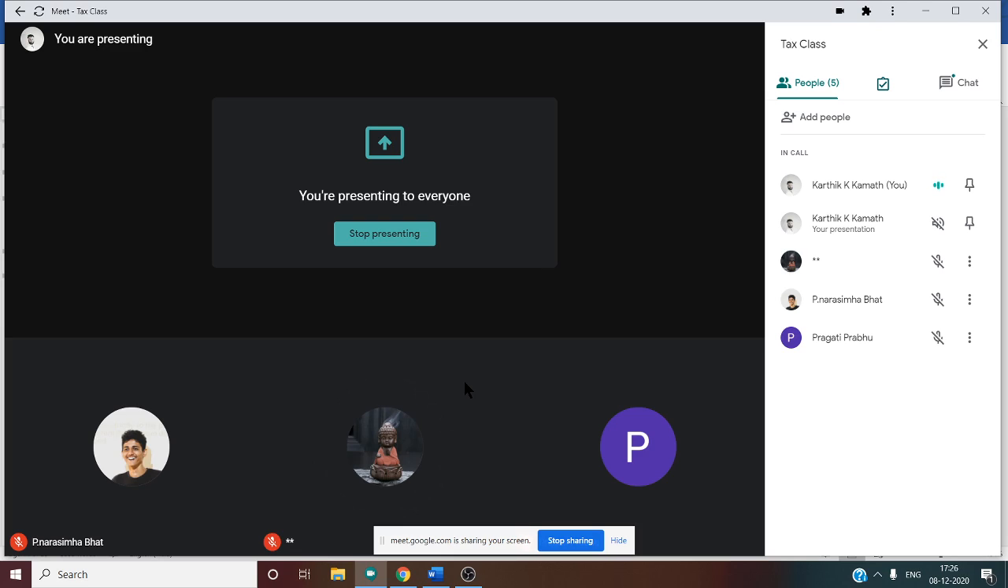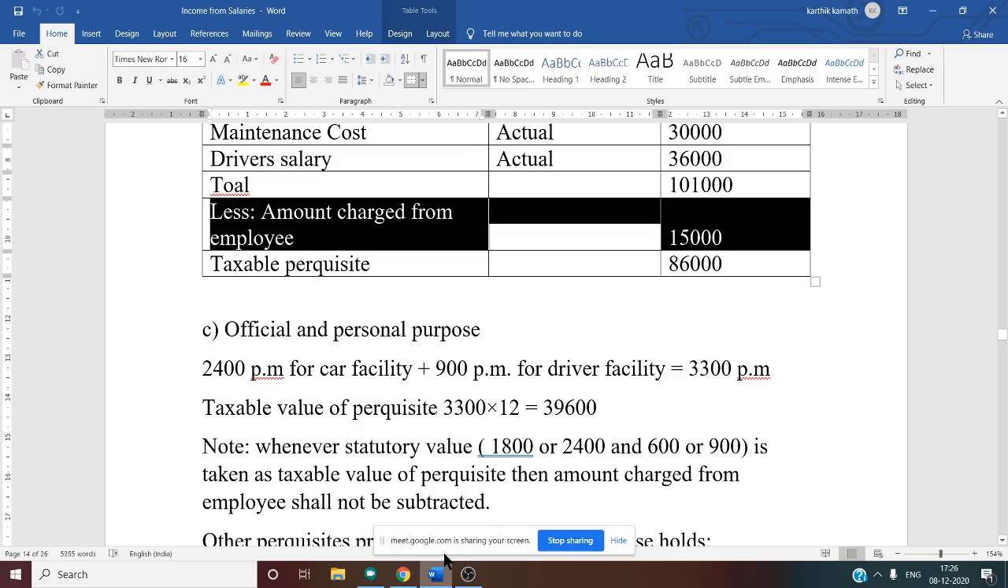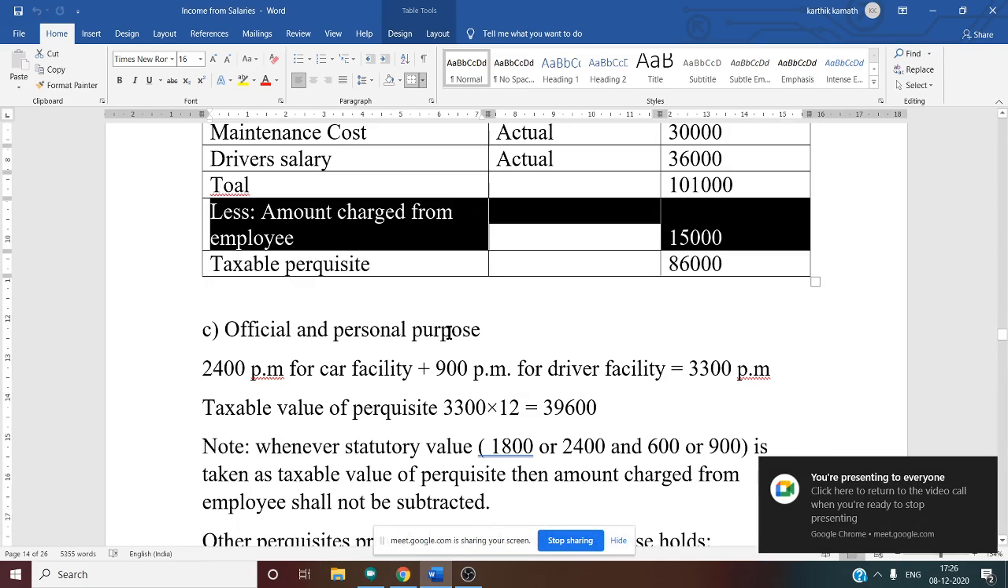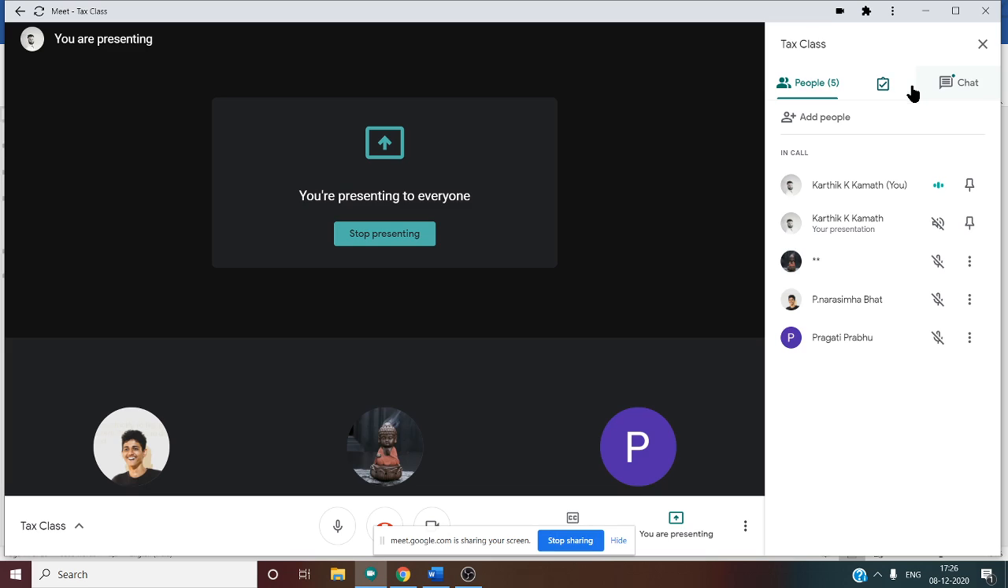If you know the rules, then it is very easy to solve the problem. See this, after discussing the motor car calculation, next thing we have to see here.